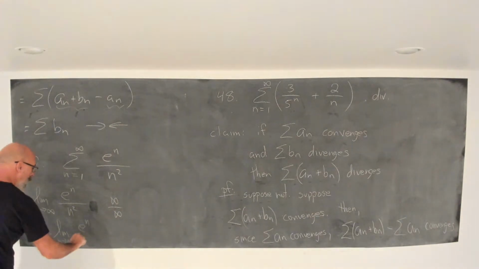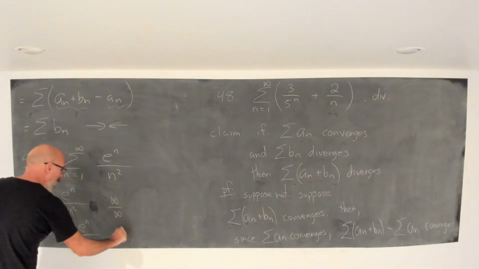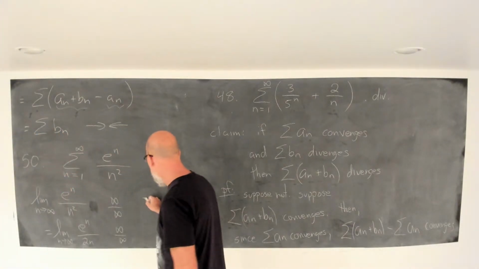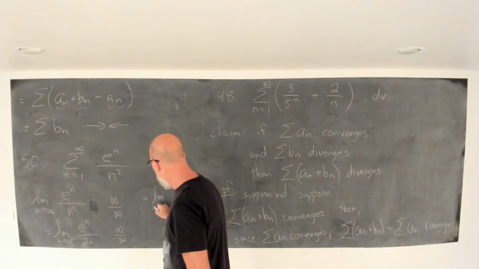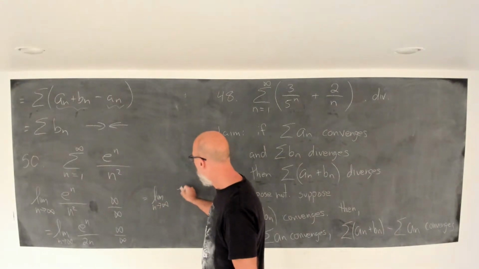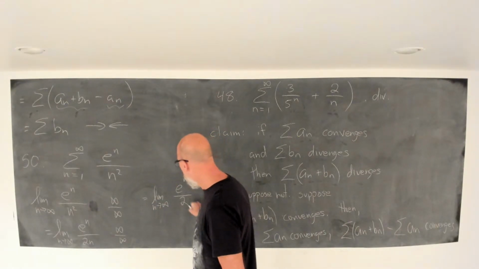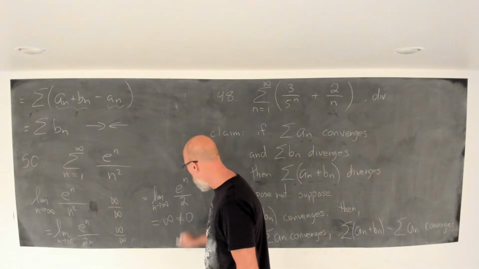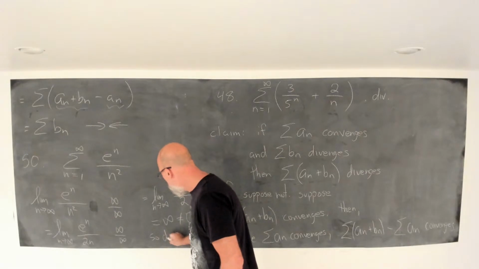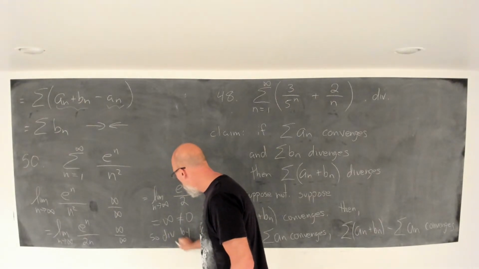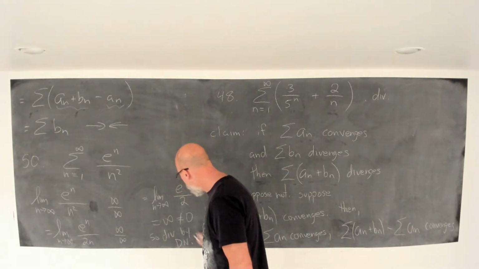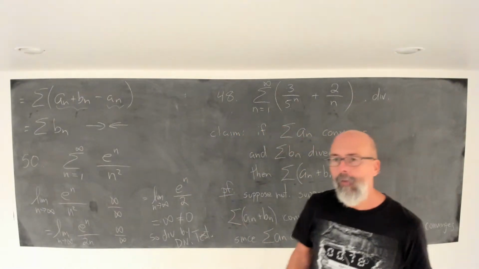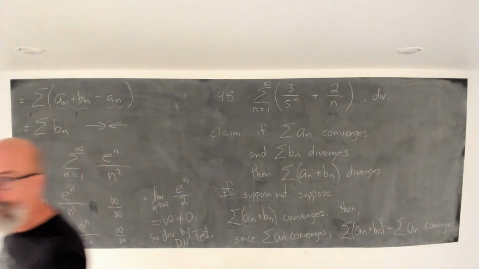This is e to the n over 2n, which still has the form infinity over infinity. One last L'Hopital's rule is going to give it to us. Differentiate the top, differentiate the bottom, and the limit is infinity. Infinity is not 0, so diverges by the divergence test. Very nice.